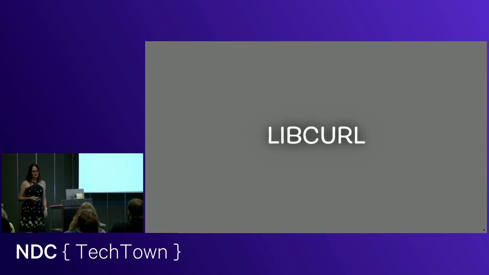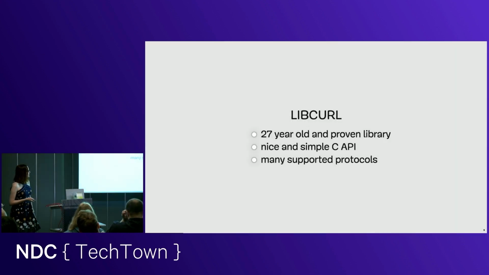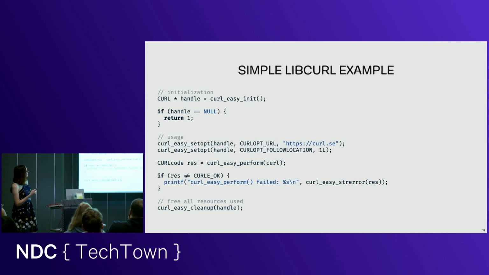So in the C++ and C world, we have libcurl. How many of you have at least once used libcurl? Okay, that's a pretty good number. So you probably know it. It's a pretty simple API, and it's 27 years old. It's a nice API. You have many supported protocols. HTTP, HTTPS. You don't need to care. You just provide a URL, and it will give you what you want. It's really simple.